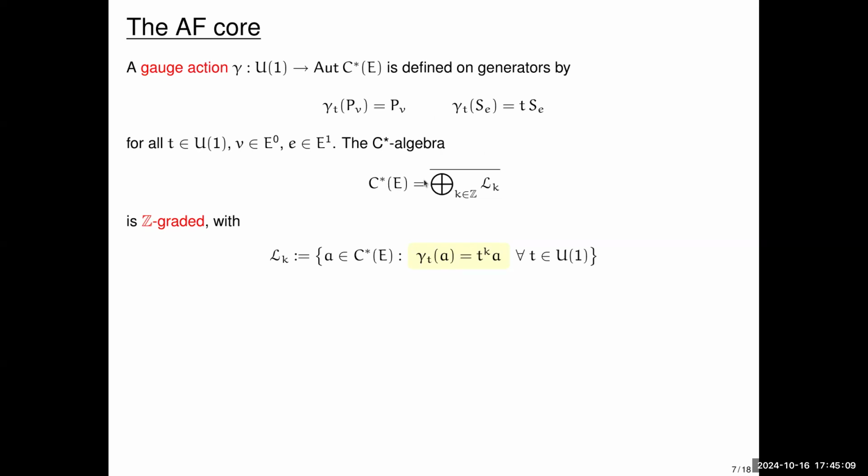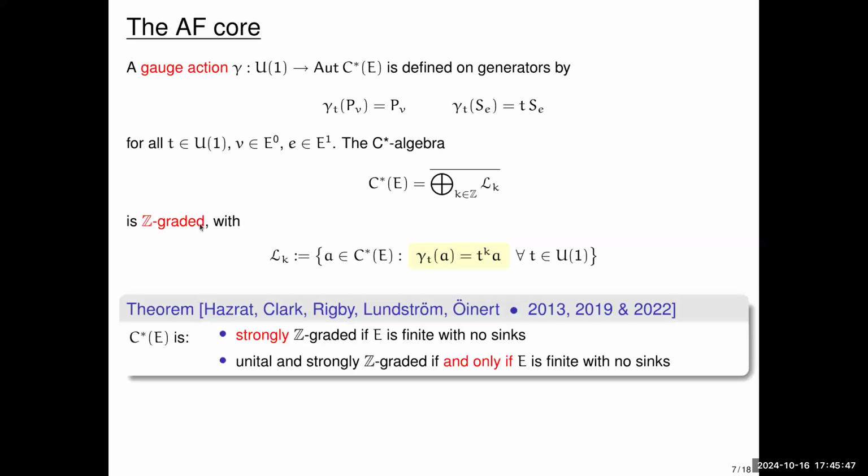And you can show that the graph C*-algebra decomposes as a complex vector space as a direct sum over all k in Z of some L_k. Well, not really a direct sum. You have to close this direct sum, where L_k is the set of elements that transform like this under the gauge action: gamma_t of a is equal to t to the power k times a. If a satisfies this condition for all t in U(1), then it belongs to L_k. It is the definition of this vector space. And this gives you a Z-grading on this algebra.